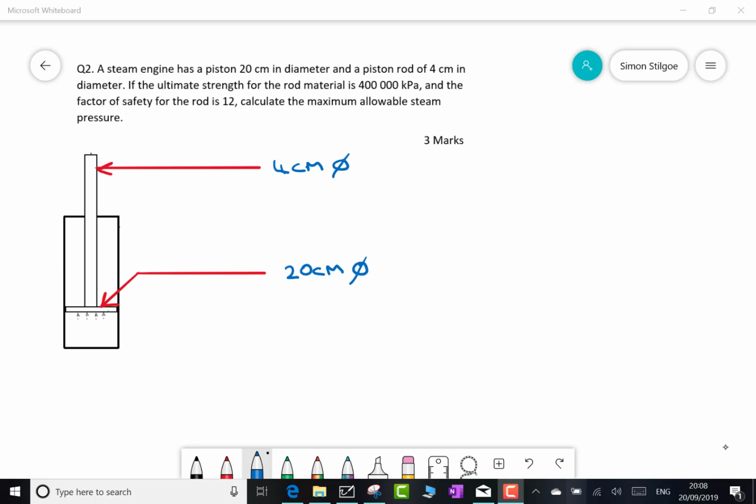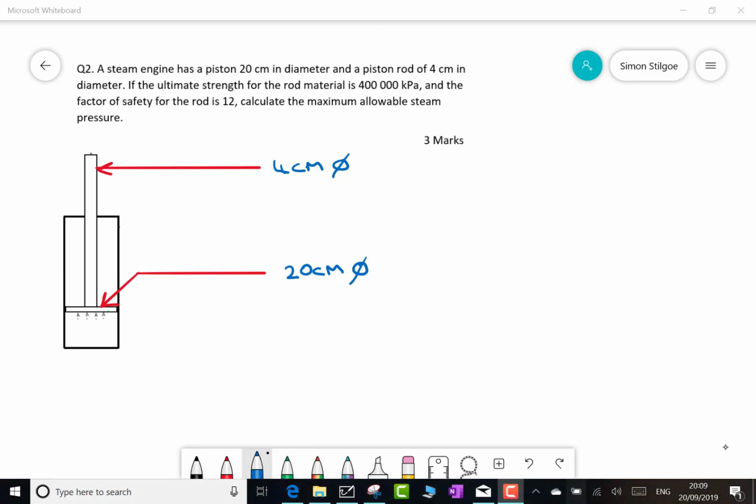Now I've gone ahead and drawn up a little diagram here for our steam piston inside of our cylinder connected here to our piston rod, and you can see on my diagram that the rod itself has a diameter of 4 centimeters in cross section, and the piston itself has a diameter of 20 centimeters.